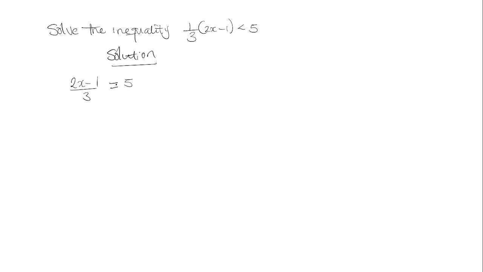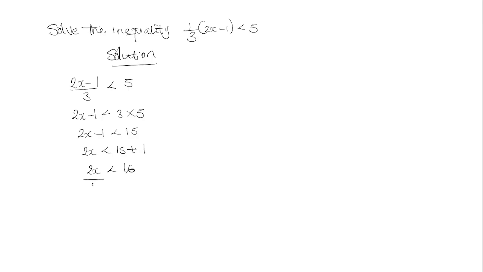So now let us solve it back with our sign, which is less than. Cross multiplying, you'll be having 2x - 1 < 3 times 5, so 2x - 1 < 15. Now, when minus 1 is crossing to the other side, it turns to plus 1. So we'll be having 2x < 16.